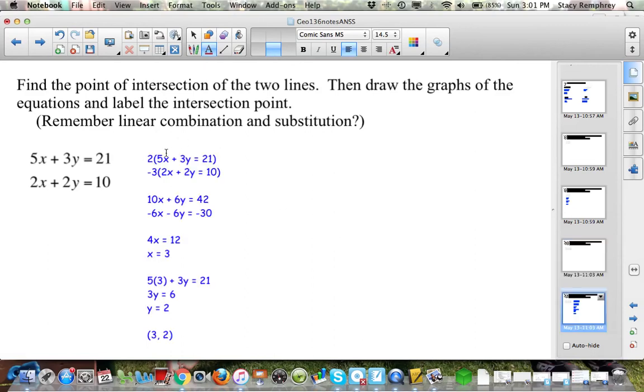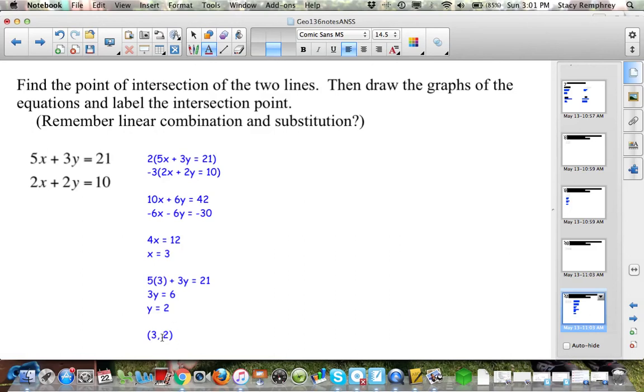All right, again here, I was looking to cancel one of the variables. I chose y. It doesn't really matter. So I multiplied the top equation, everything by 2, the bottom equation, everything by -3, with the goal of having a positive 6 and a negative 6. When I add those down the columns, again, the y's cancel. I get 4x equals 12, so x equals 3. I plugged in 3 for x, and I solved for y, and I got y equals 2.